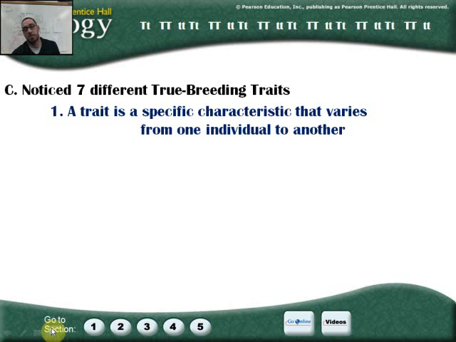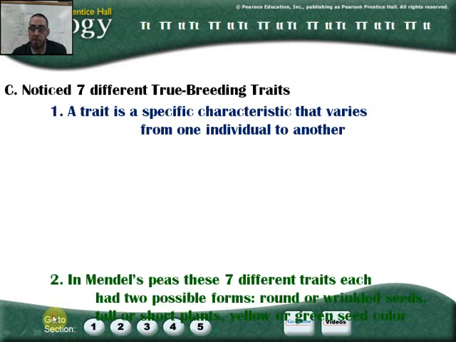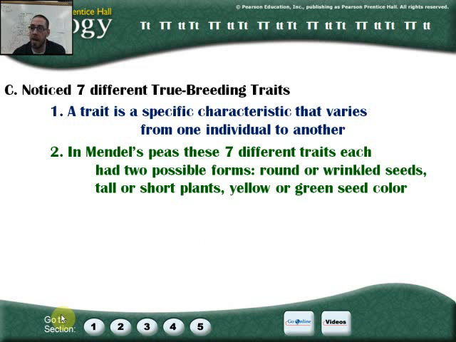A trait is a specific characteristic that varies from one individual to the next. So one of the traits, again, that he talked about was tall versus short. Another one of them happened to be the seed textures. One was round and one was wrinkled. And another one was the seed color. He could see whether they were yellow or green.